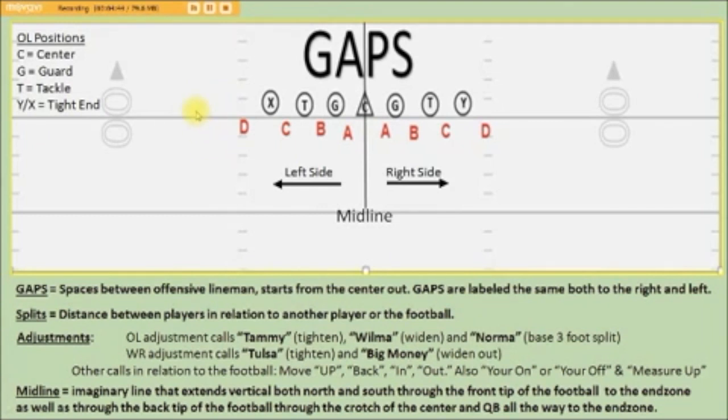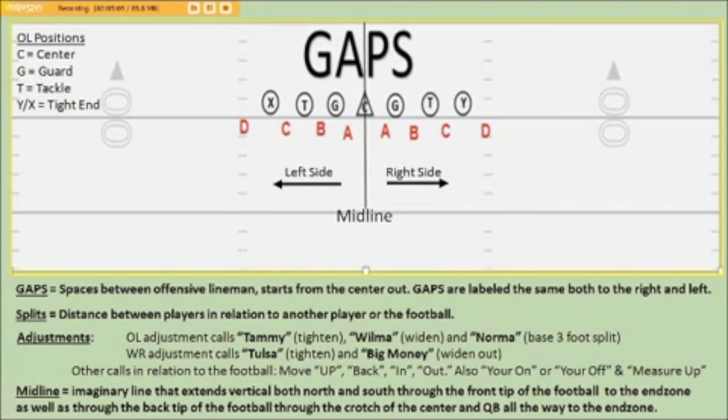If a coach says move in, he wants you to move towards the ball. If a coach says move out, he wants you to move out, away from the football. And it works the same way on the right side. Move in, move out, move back, move up. Simple stuff. Okay, in football, you got to have 7 guys on the line of scrimmage at all times.